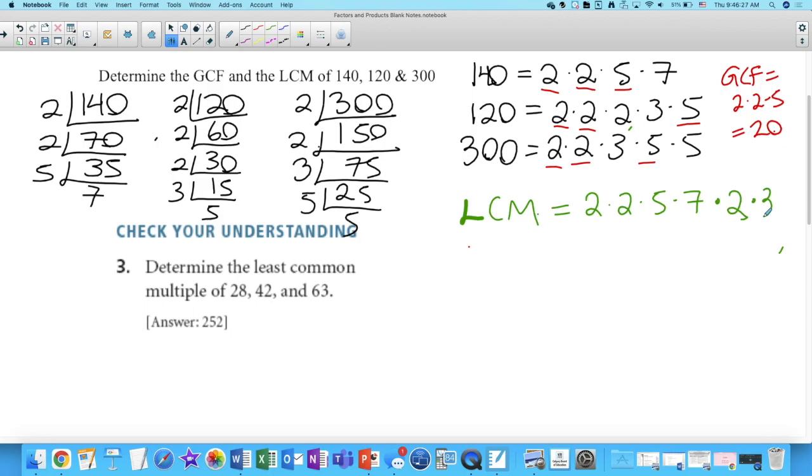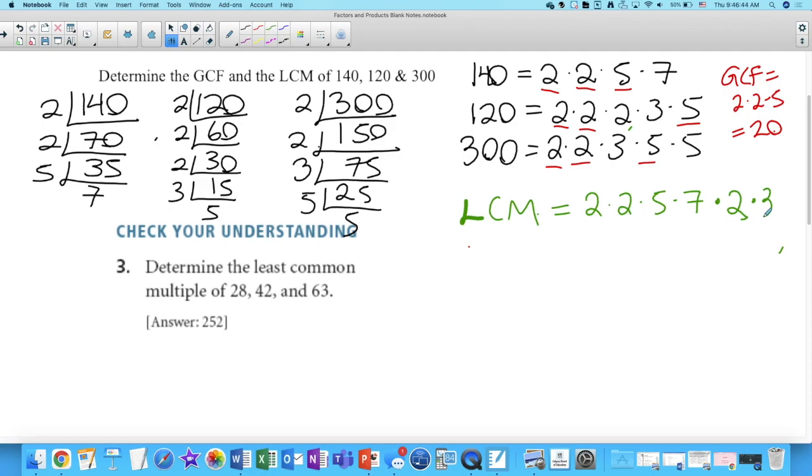So I need 2 2s. Have I got 2 2s? Yes. Have I got a 3? Yes. Have I got a 5? Yep. Have I got a second 5? No. So I'm going to add that in.